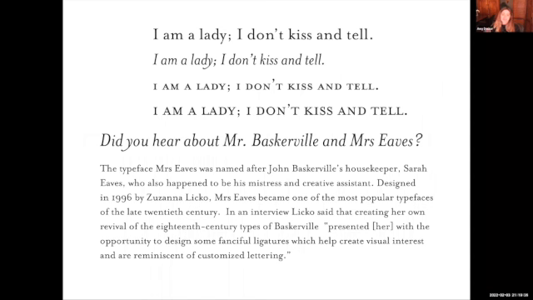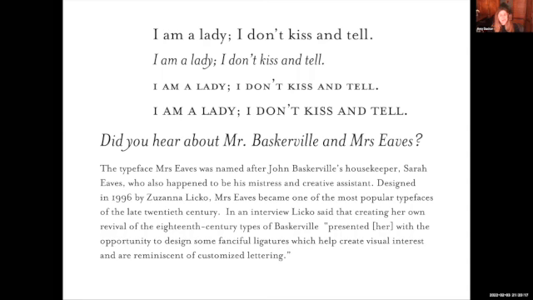But this one is actually one of my favorite typefaces that came out of the 90s. This was also designed by Susanna Lico, and it's called Mrs. Eves. It's named after John Baskerville's housekeeper, Sarah Eves, who was also his mistress and his creative assistant. And actually, we think she did a lot more than she's ever gotten credit for working in his studio. And so Susanna named the typeface after her. It's based on Baskerville. It has a Roman, an italic, a small cap, and then also ligatures.